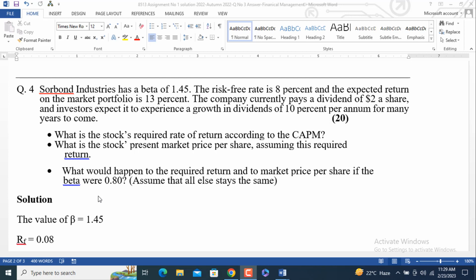And the third requirement is that you are going to determine again the required rate of return and market price here if the beta were 0.80, meaning the value of beta has been changed, keeping other things constant. So let's move to the solution.